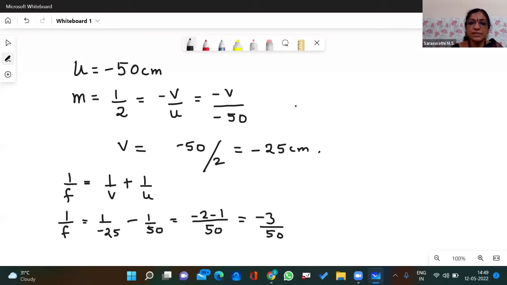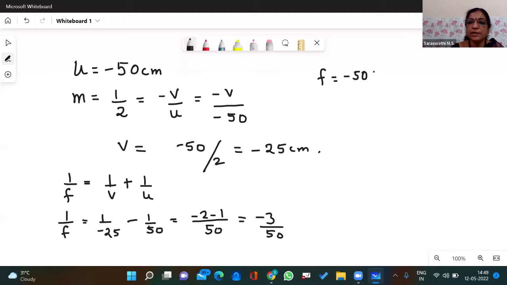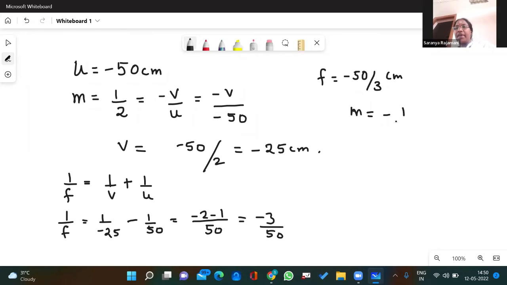So focal length is 50 by minus 3. What is focal length? The reciprocal of this, minus 50 by 3, right? Yes. So focal length is going to be constant. You want to get a magnification of minus 1 by 5, right? Yes. So again, let us equate.